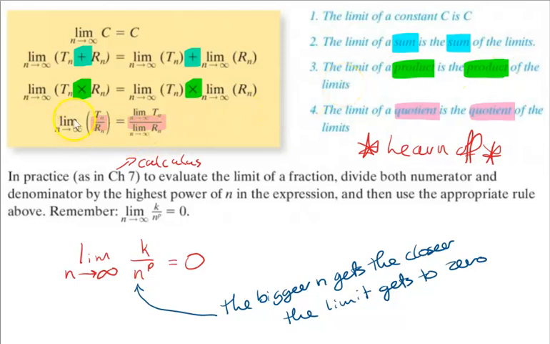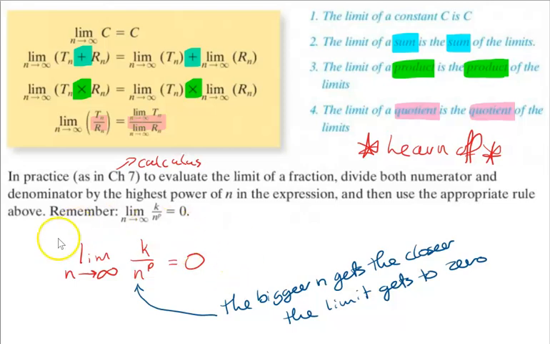And then the same goes for dividing. So the limit as n approaches infinity of tn over Rn is equal to the limit as n approaches infinity of tn divided by the limit as n approaches infinity of Rn. So the limit of a quotient is the quotient of the limits.